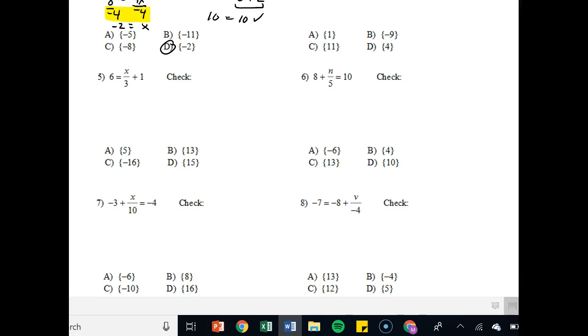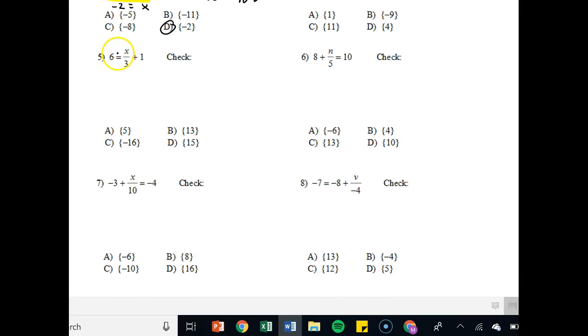All right, number 5, a little bit of a different problem here. We're going to go ahead and locate our variable. It's on the right. Our constant is 1, so therefore we subtract 1 from both sides. Highlight our first step there. 1 minus 1 is 0. Drop down x over 3 is equal to 6 minus 1, which is 5.